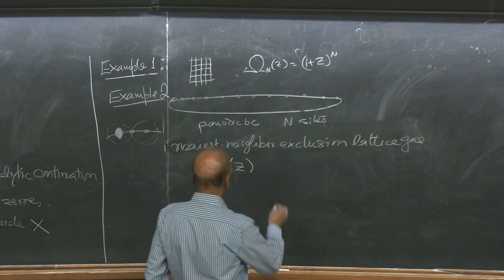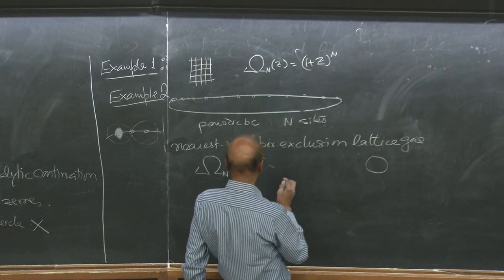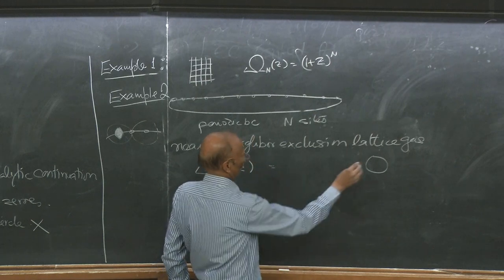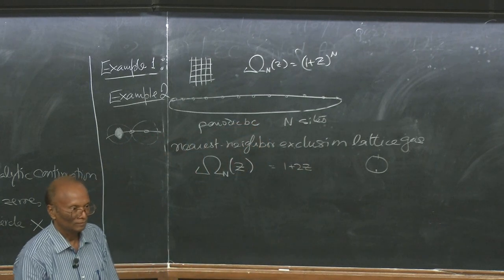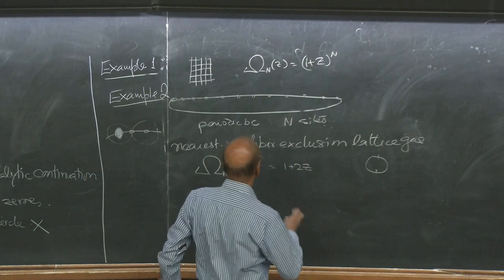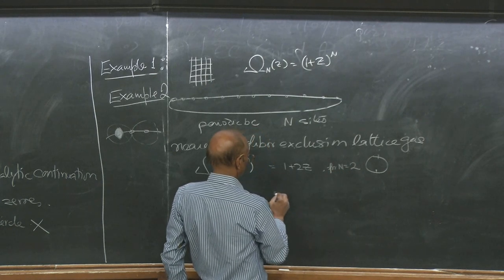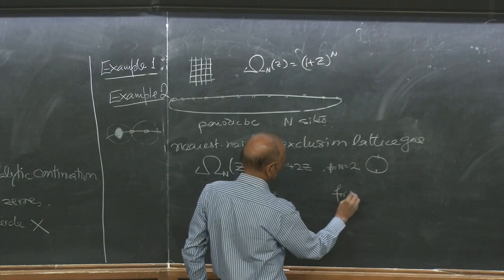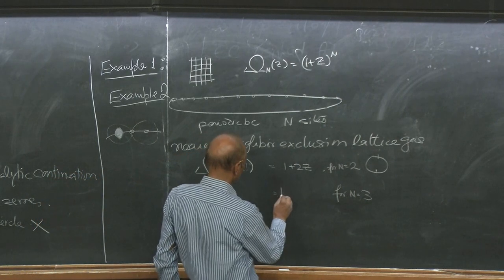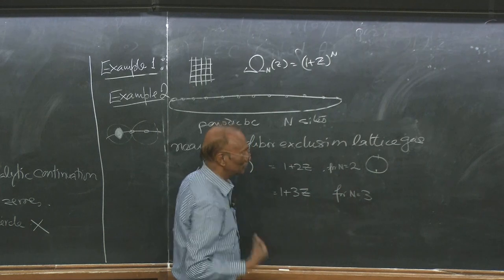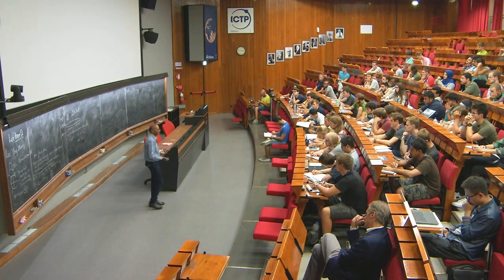So what is it? Well, if you have 2 sites, then I know what is omega n of z. 2 sites, it's 1 plus 2z, because you can only occupy 1, for n equal to 2. So what is it? Suppose I put n equal to 3. Then what is it? One plus 3z, because you can put in one particle, but by definition you cannot put 2 particles adjacent to each other. So there are 3 ways of putting one particle.